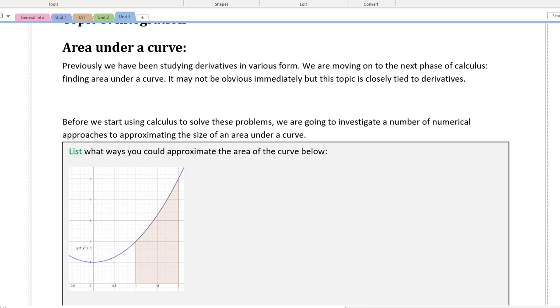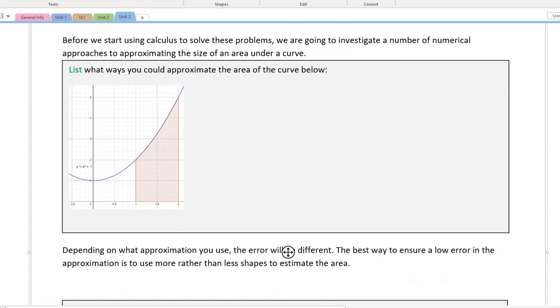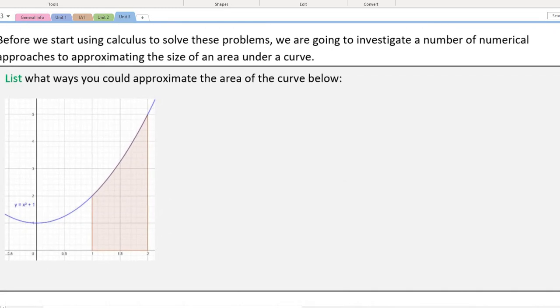So we're going to be using calculus to solve these puzzles eventually. But before we get to the calculus side of things, the actual integration, we're going to do this by first principles. And the first way you would try and solve area problems is to do it the old-fashioned way. So what are some ways we could approximate the area under this curve?